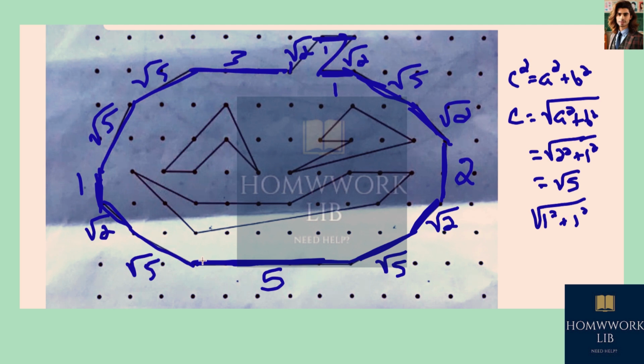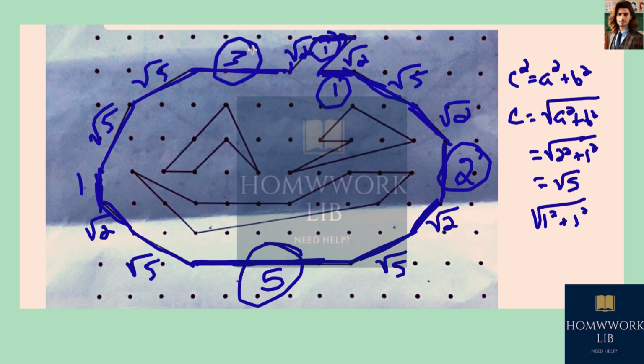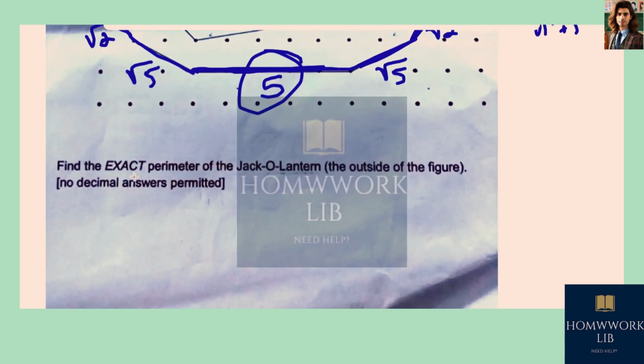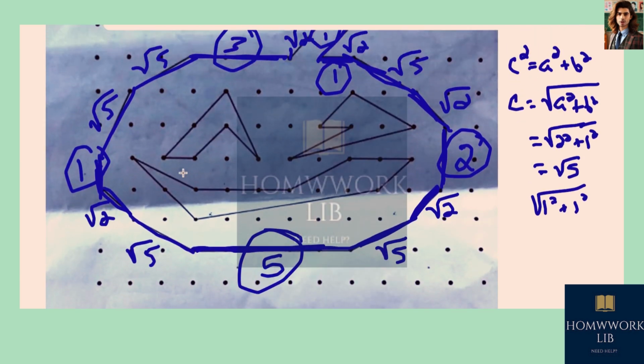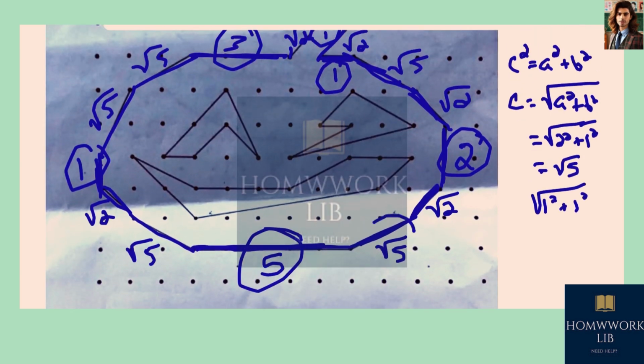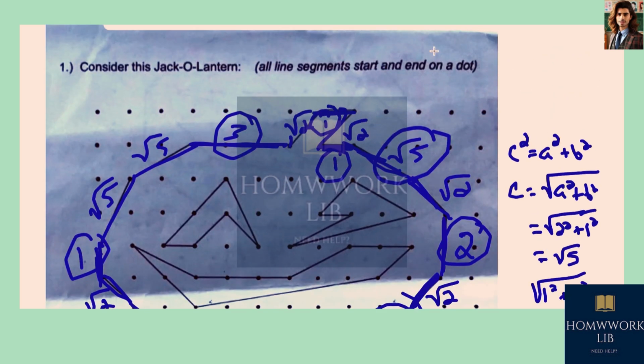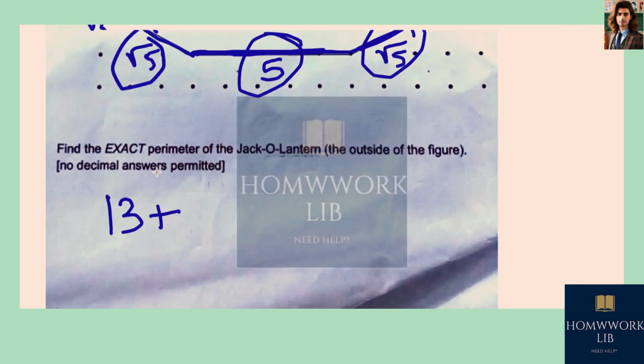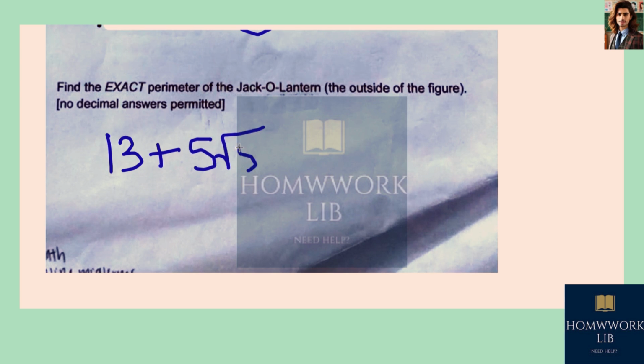So if we're doing this exactly, let's add up our whole numbers: 5 plus 2 is 7, 8, 9, plus 3 is 12. We've got 13, plus how many square root 5s? We've got 1, 2, 3, 4, 5 square root 5. So we can say it like that, 5 square root 5.